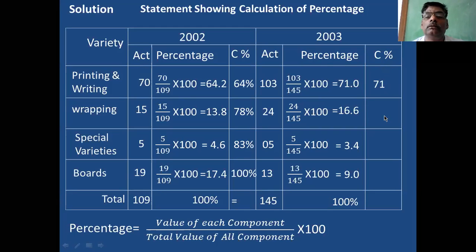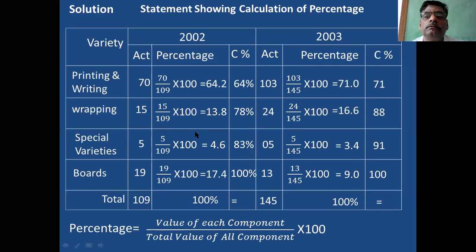And next is cumulative: 71. 71 plus 17, 88. 88 plus 3, 91. 91 plus 9, 100. Total tally. This is the cumulative. Like this, you calculate the percentage. And take the graph sheet.